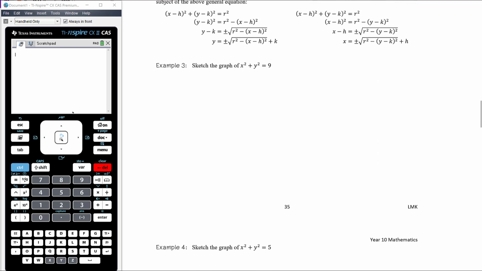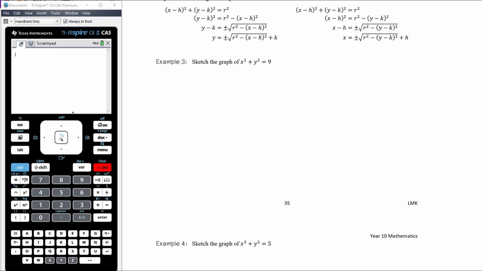Okay, so we want to sketch some graphs. Sketch the graph of x squared plus y squared equals 9. So there's clearly no translations, okay, no x plus or y minus or whatever. But there's definitely a radius change. Okay, so the centre is clearly still at 0, 0. It hasn't moved. The radius is going to be the square root of 9, which is 3. We only worry about the positive square root of 9 because a radius is a length and it has to be positive. So we've got a circle with its centre at the origin and a radius of 3.